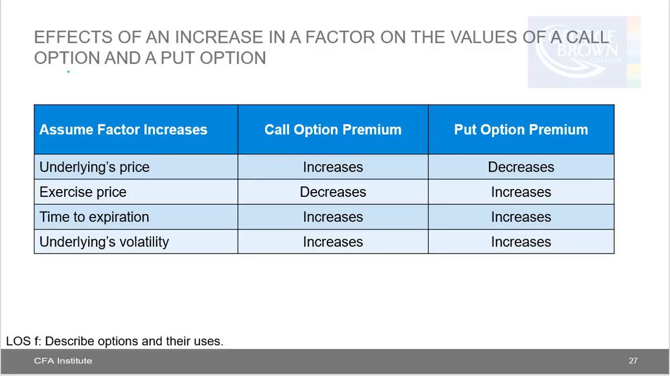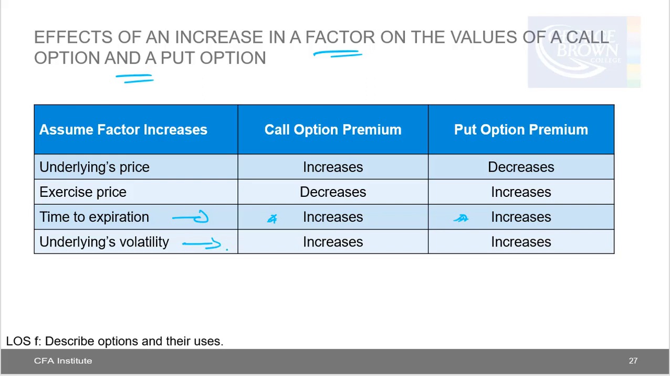Okay, this slide is looking at the effects of an increase in a factor on the values of a call option and a put option. So let's start with the easy bits first. You can see that if we increase the time to expiration, it's going to increase the call option premium and the put option premium. And the easy explanation for that is that as I increase the time to expiration, it increases the likelihood or probability that the option can be exercised, and that's going to have a positive impact on both the call option and put option premium.